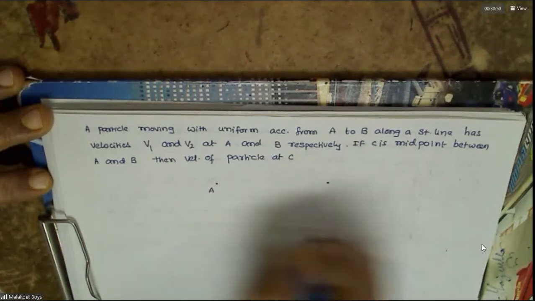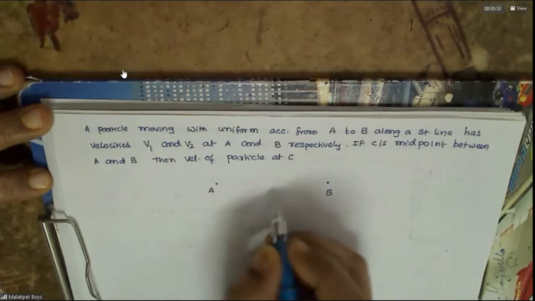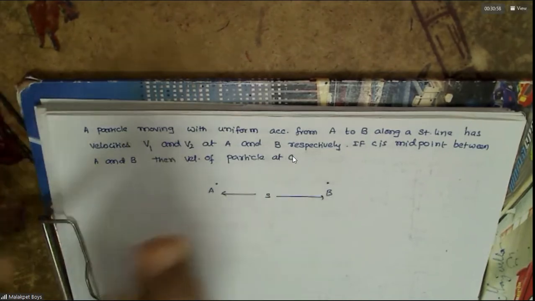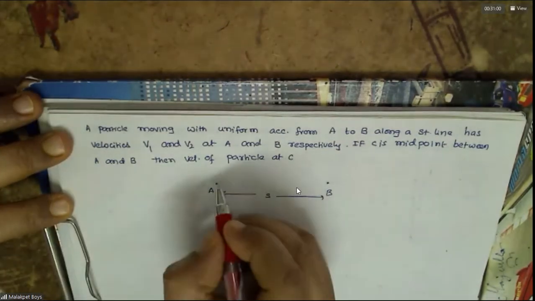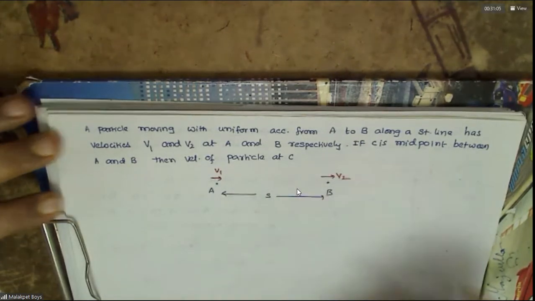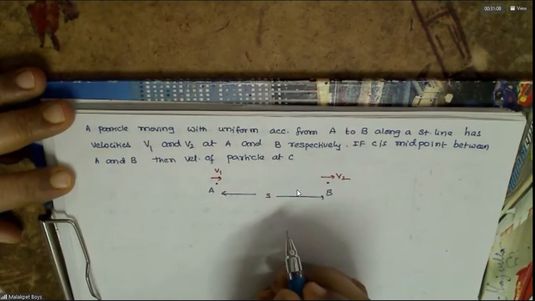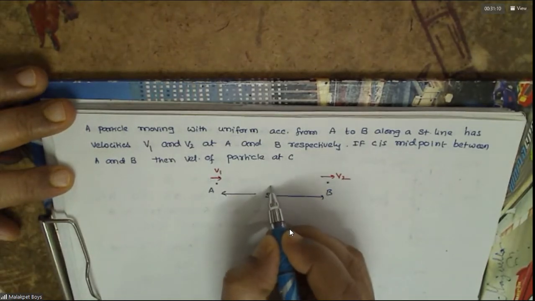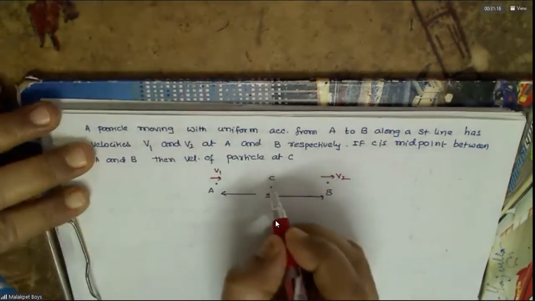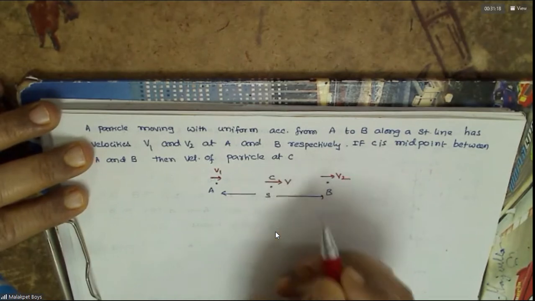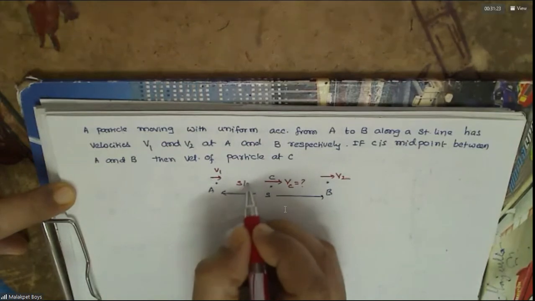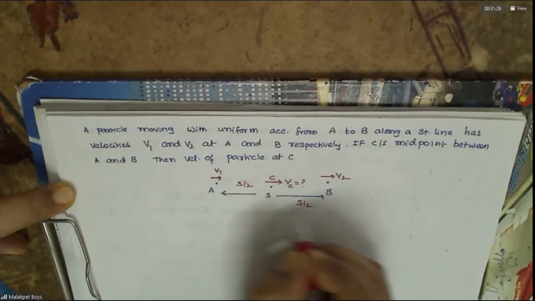See, he says this is A, B. Say the distance is some S. What he says is, here it is V1. He is asking at midpoint. So the midpoint is C. Let the velocity here be some V at C. We need this one. That means this is s by 2. This is also s by 2.